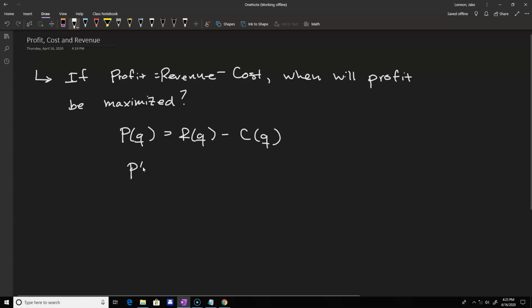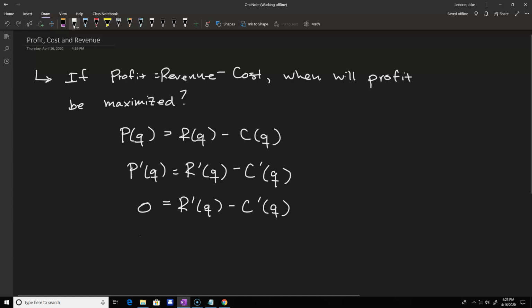If you take the derivative of both sides, we know that the derivative of a difference of functions is just the derivative of each one separately. So we have P prime of Q is R prime of Q minus C prime of Q. And then we want to maximize profit, so we set that equal to 0. We have 0 equals R prime of Q minus C prime of Q. You could add C prime of Q to the other side, and we would get C prime of Q equals R prime of Q.